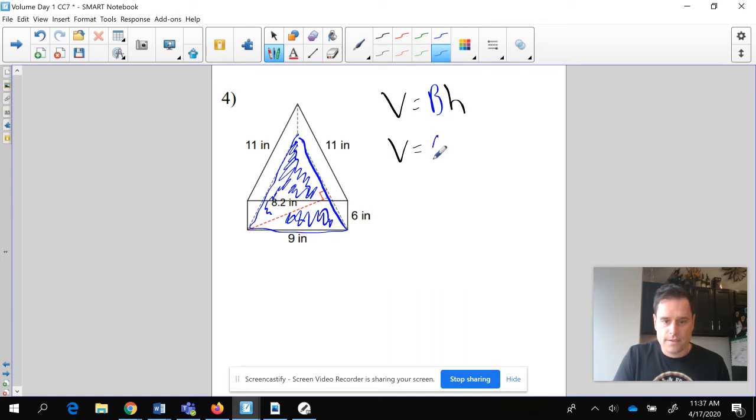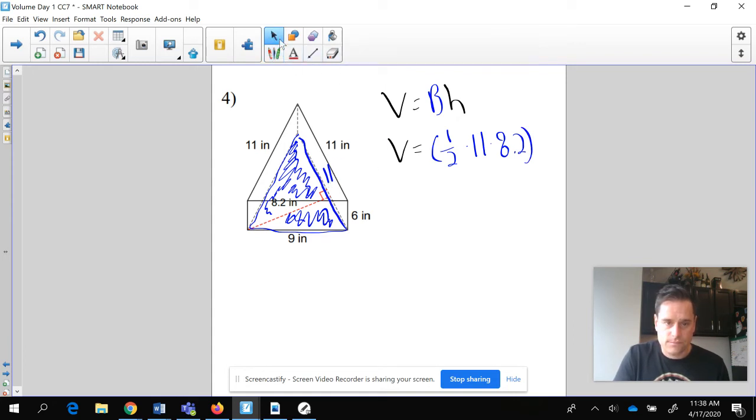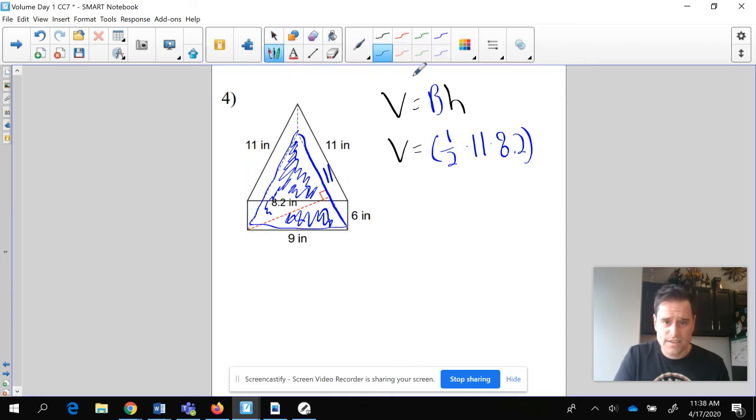And the area of the base is 1/2. The height is 8.2, and the base of this triangle, do you guys see it's 11? 11, look right here, look at my cursor, 11 by 8.2. So it's 11 times 8.2. And then the height of this is from this triangle to this triangle. Height of this, it's not real big, but the height, can you guys see the height? Is 6.